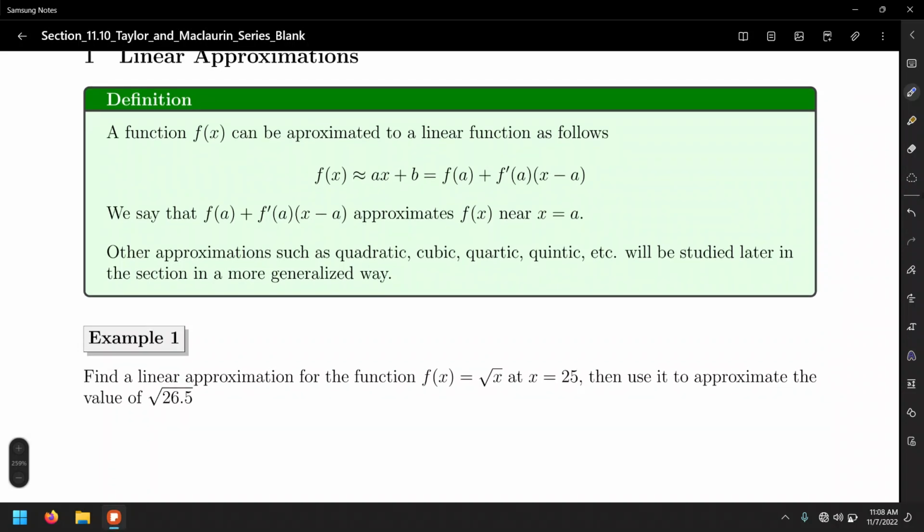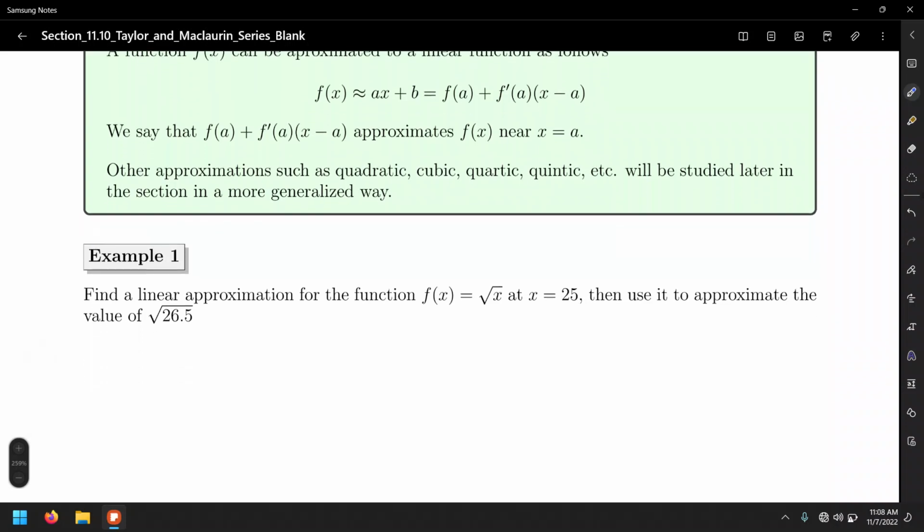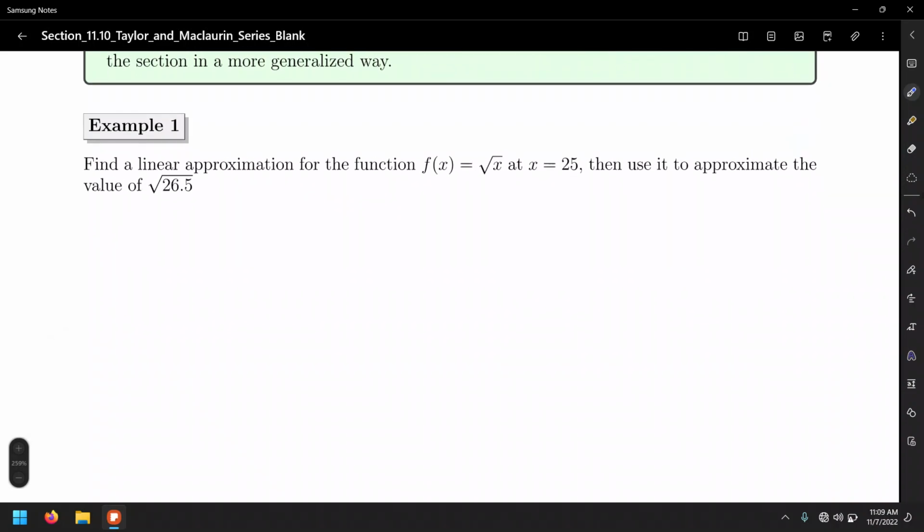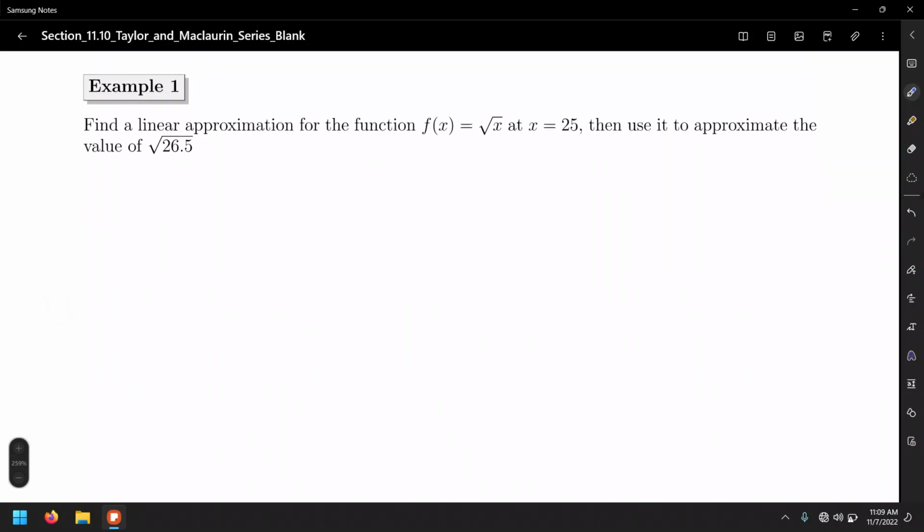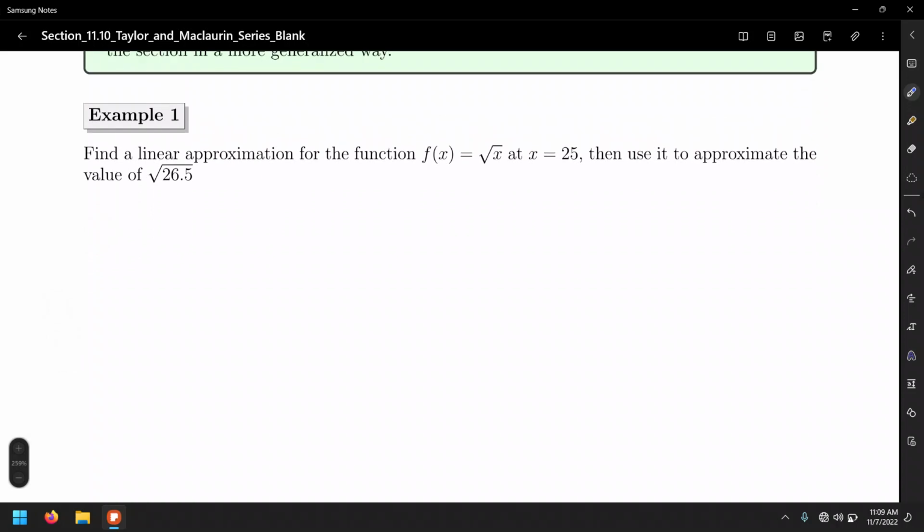Alright, well, here in this section and in this class, we're going to expand that approximation. So we're going to go beyond the linear approximation. We're going to go to the quadratic approximation, the cubic, quartic, quintic, etc., depending on how many terms we are asked to find. Alright, so in the meantime, let's review a little bit of what we did back in Calculus 1.